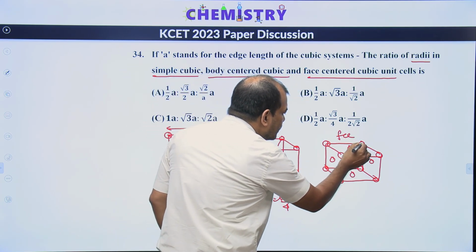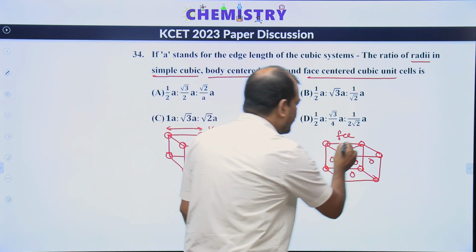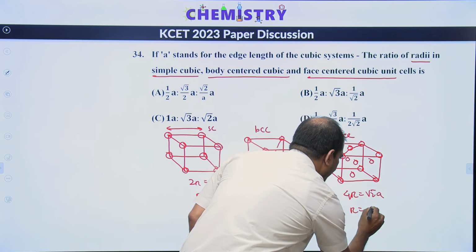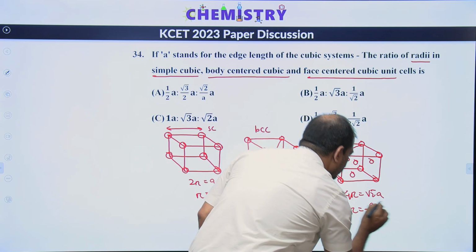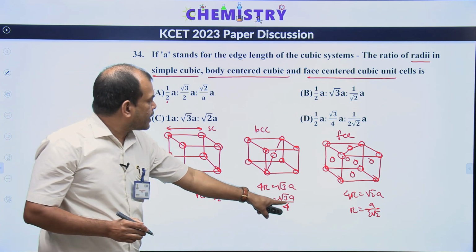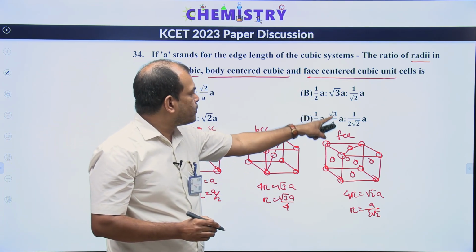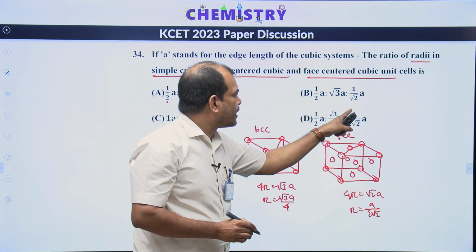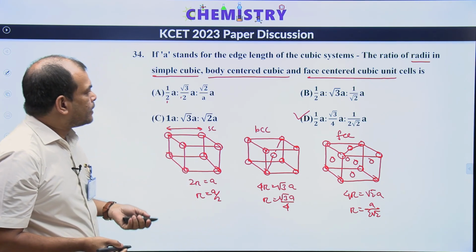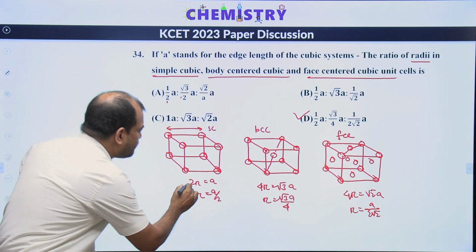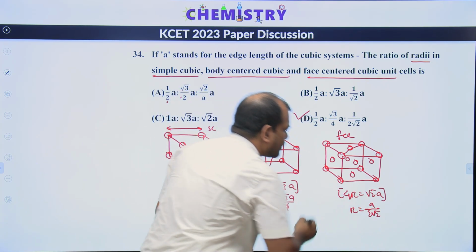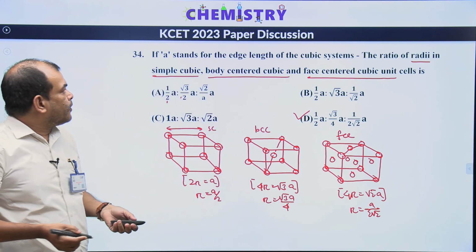Now for FCC, the face is diagonally connected. Therefore if it is the face diagonal, we can write 4r is equal to root 2a, therefore r is equal to a by 2 root 2. Now look at the options. a by 2, a by 2, root 3 by 4, root 3 by 2. Here it is root 3 by 4. Next, a by 2 root 2, that is a by root 2 times 2. That was your answer. Is it clear? Okay. If you know the basic formula, without drawing the structure you can work it out. Then we move to the next question.